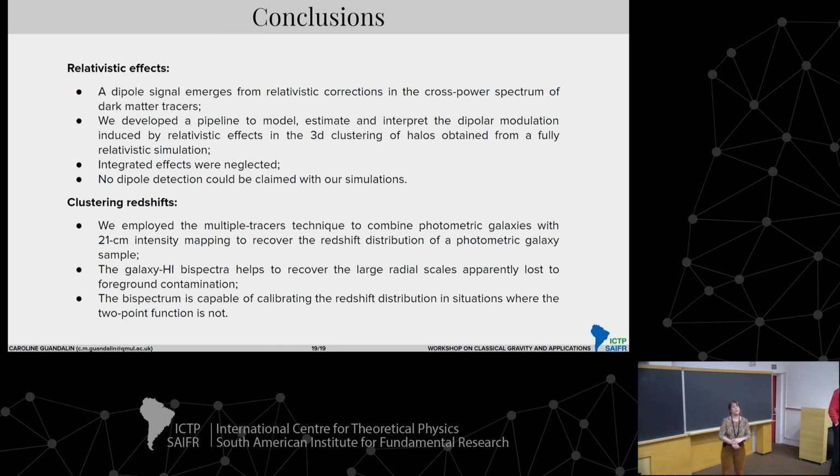So you compare with G-evolution simulations, right? Because you need relativistic effects and everything. Is it possible to paint relativistic effects on top of N-body simulations, Newtonian simulations?